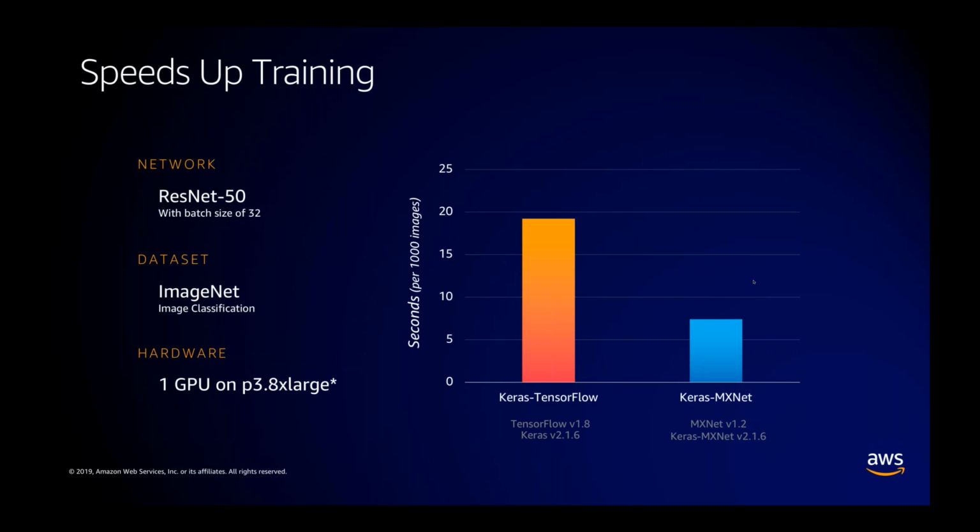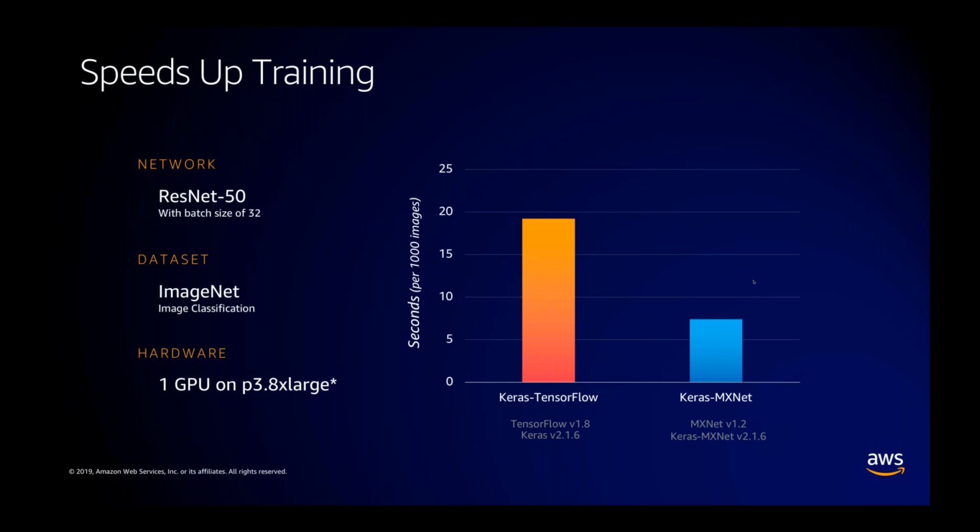I mentioned you get a huge speed up in training performance. And one of the standard ways to measure this is on the ImageNet classification challenge. So this is a data set of 1 million images across 1,000 classes, and you have to classify each of those images to a given class. And one of the most common neural networks to use for this problem is a ResNet 50. And if we look at the performance statistics with Keras with TensorFlow on a GPU compared to Keras with MXNet on GPU, you can see we get a huge increase in performance.